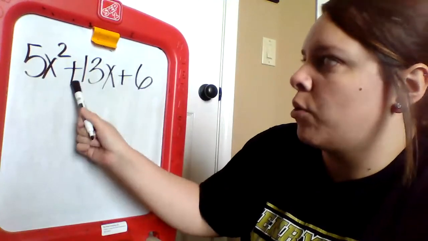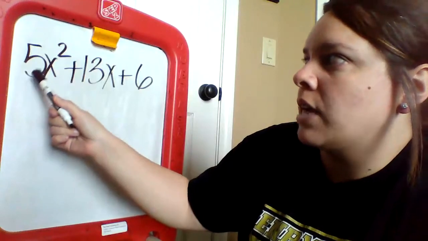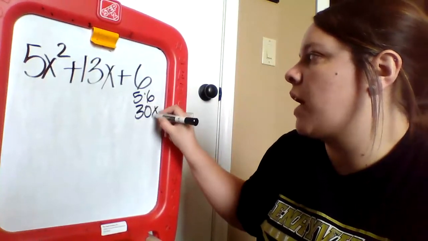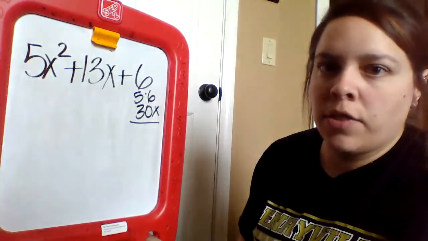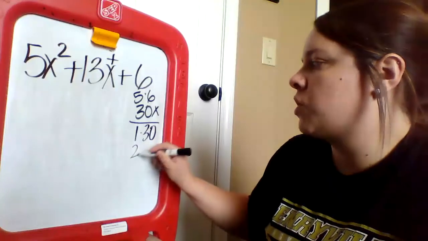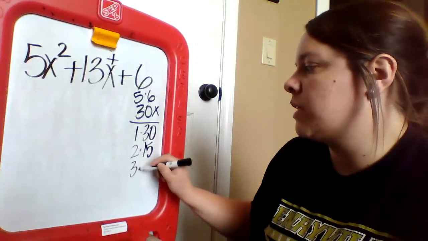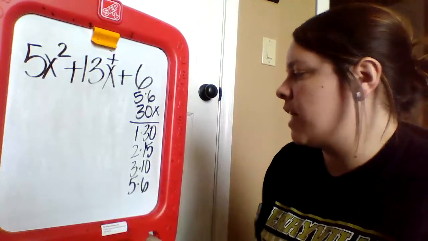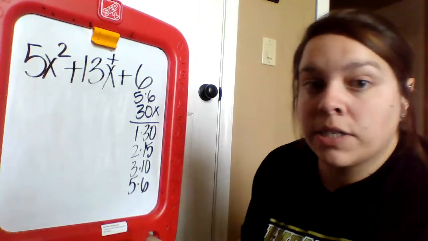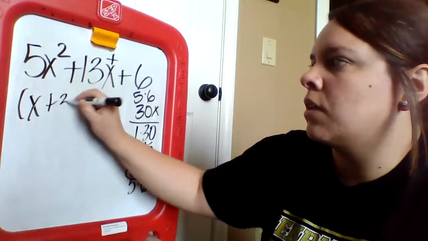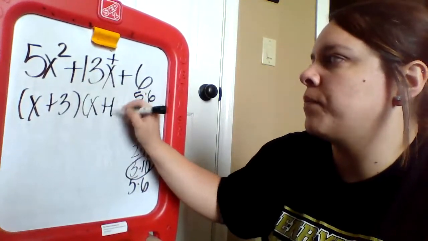Same sign, both positive. So I have an a, so 5 times 6 is 30, so this is the slide. I'm multiplying to the 30, but adding to the 13. So 1 and 30, 2 and 15, 3 and 10, 5 times 6, and that's it. The one that adds to 13: 3 and 10. So x plus 3 and x plus 10.